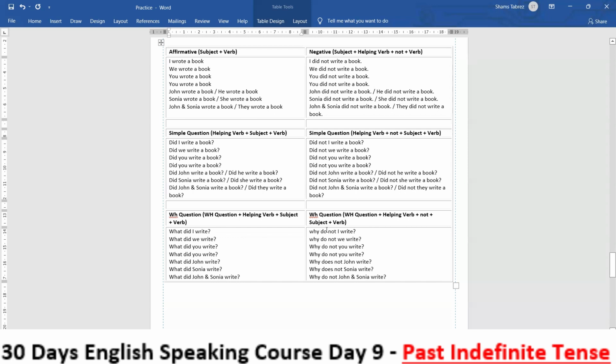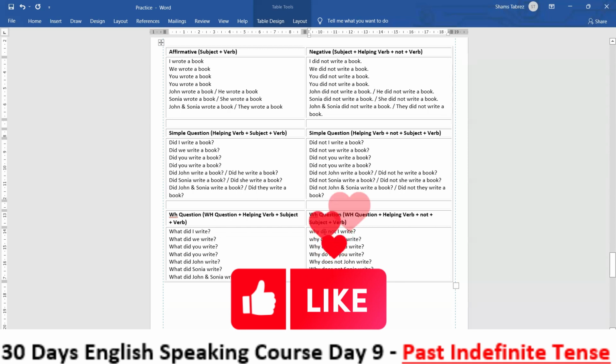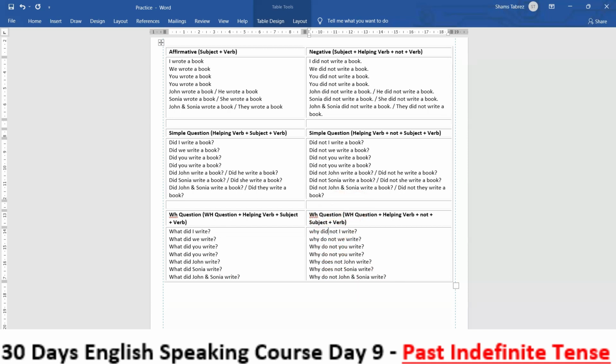And if you want to add not to it, then similarly: Why did I not write a book? Why did we not write a book? Why did you not write a book?